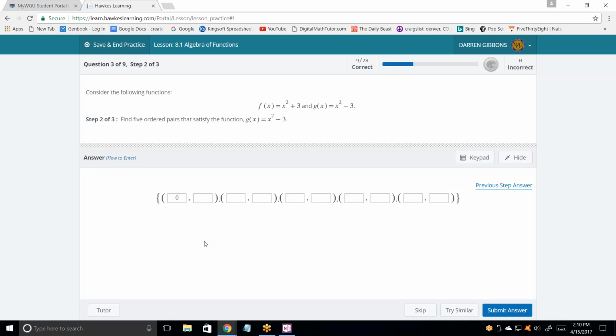So when x is 0, what is y? Or what is g of x? Remember, in this case, g of x is our y. Let's say negative 3. We're just going to go up the line. 1, what's g of x? So that's 1 minus 3, right? So negative 2. And then if we pick x of 2, what do we get? 2 squared is 4 minus 3, which is 1. Okay, and then if we pick 3, what do we get for y? 6. And 4? 13. All right.